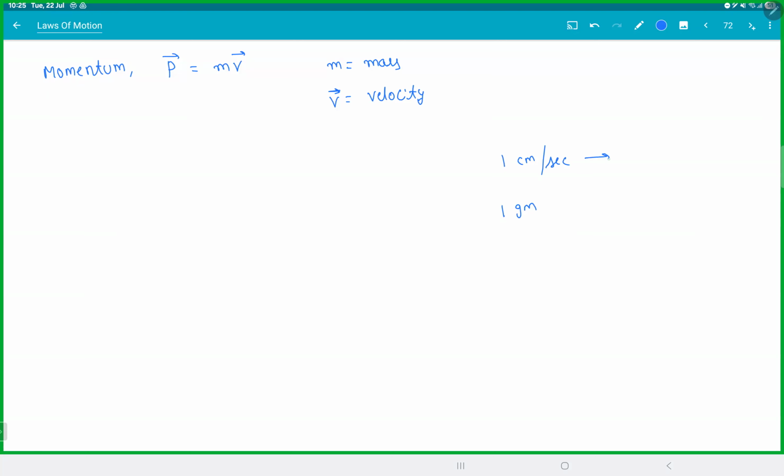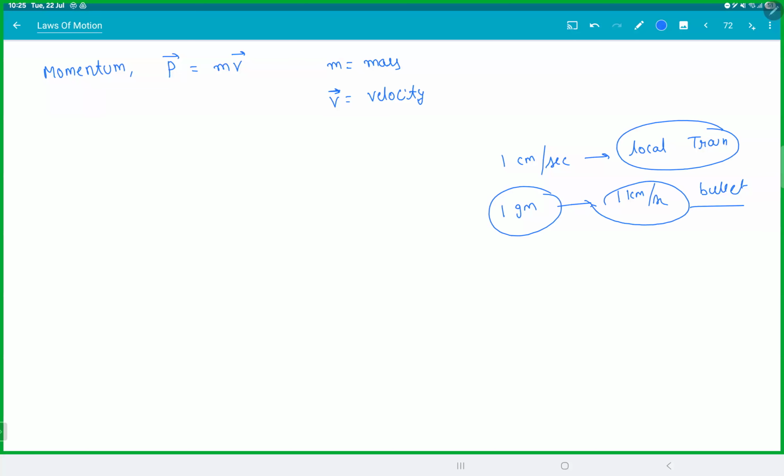So if your local train is coming with a speed of 1 centimeter per second, you'll go and stand in front of it. If a bullet is coming with a speed of 1 kilometer per second, you'll go and catch it. What happened? 10 seconds before, you're pretty confident you can stop anything with 1 centimeter per second. The moment I said local train, you got scared. When I said 1 gram, you are pretty sure you can stop it. When I said 1 kilometer per second bullet, you got scared.